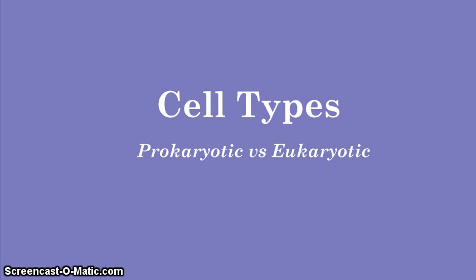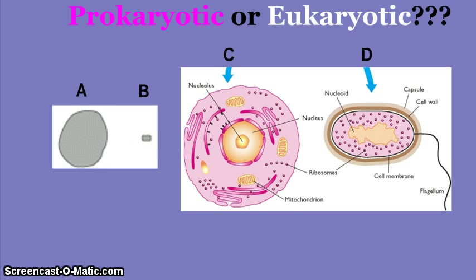Okay, this is going to be a quick lesson on the difference between prokaryotic and eukaryotic cell types. Let's start by showing you 4 images. You'll see on your screen right now they're labeled A, B, C, and D. What I'd like you to do with them is be able to label each one as prokaryotic or eukaryotic. Go ahead and take 5 seconds and match them up.